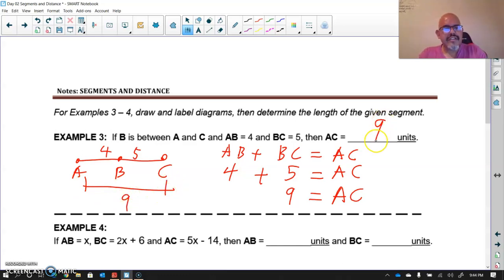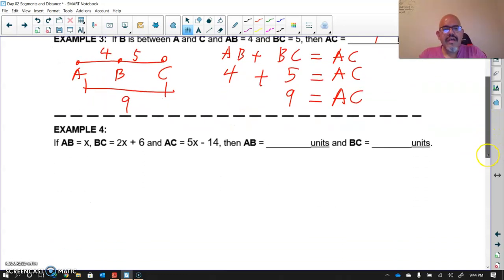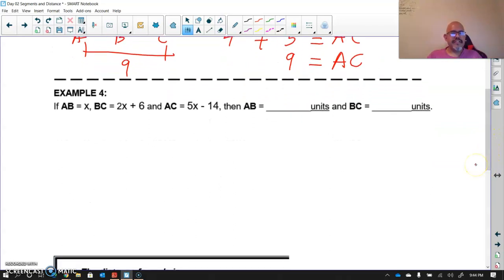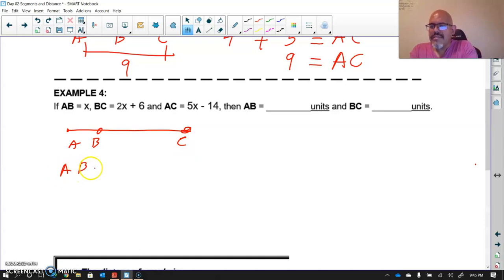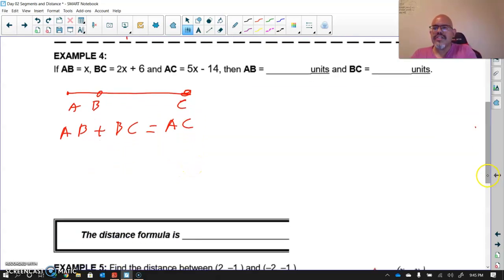So that's 9 units long. Now, this is where the segment addition postulate really comes into play. So this is the same picture, AB, BC, okay? So AB plus BC is equal to AC. So now we just need to go ahead and do substitution property of equality.